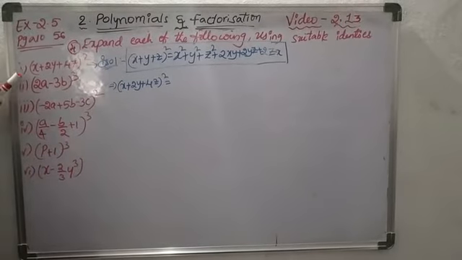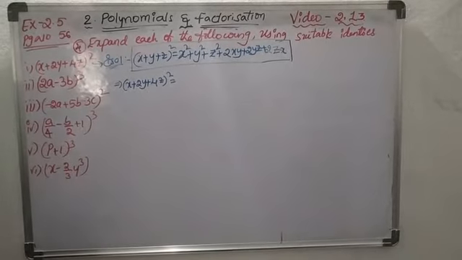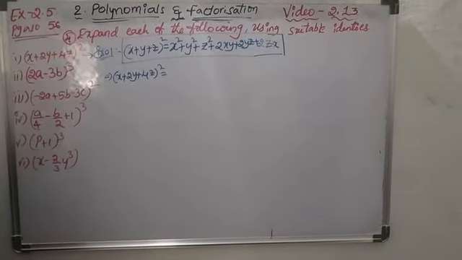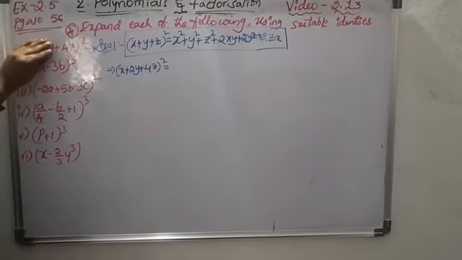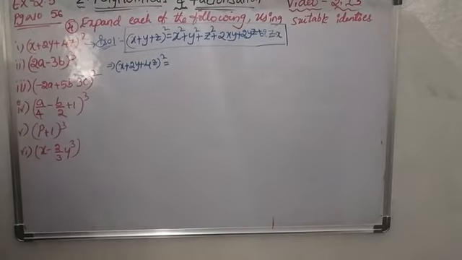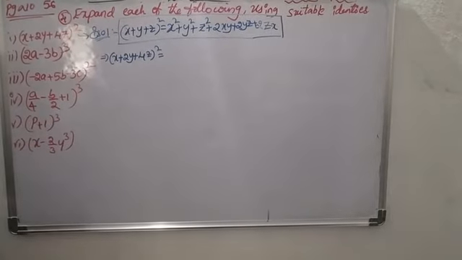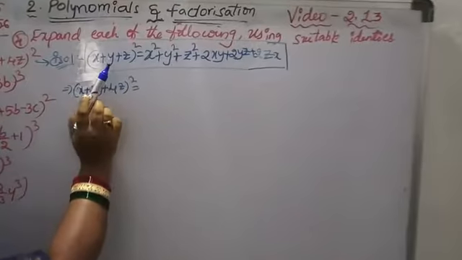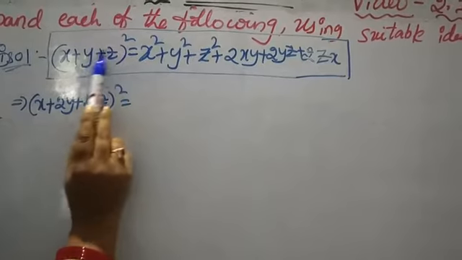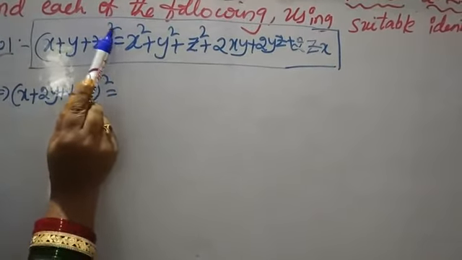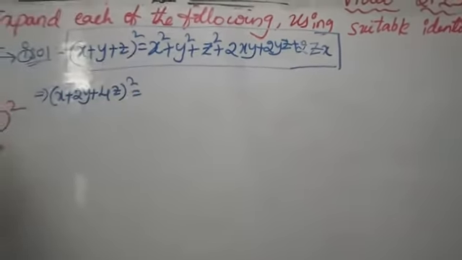So I select the first problem, x plus 2y plus 4z all square. Observe here, in the bracket how many terms are given? 1, 2, 3. Total 3 terms are there. That means the first one is x, second one is y, third one is z. Comparing like that, x plus y plus z whole square. So this question is in the form of an algebraic expression. The suitable identity is x plus y plus z whole square. The formula is x square plus y square plus z square plus 2xy plus 2yz plus 2zx. Through this formula we have to get the answer.